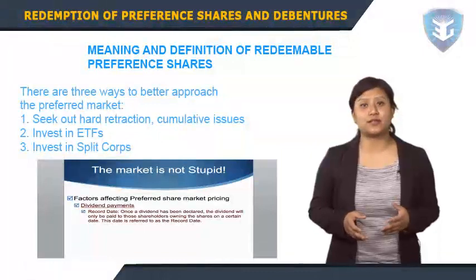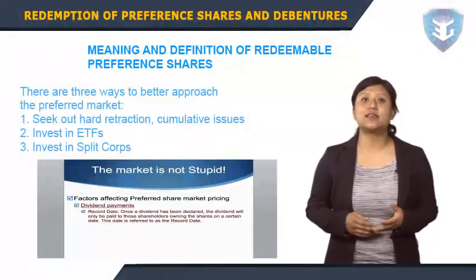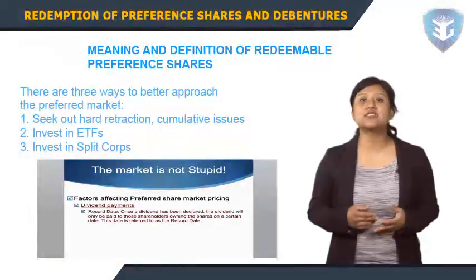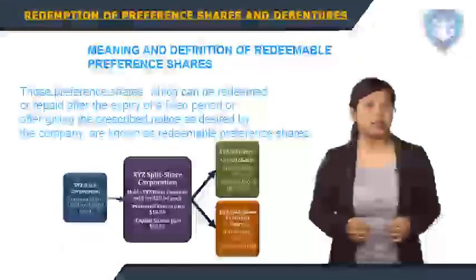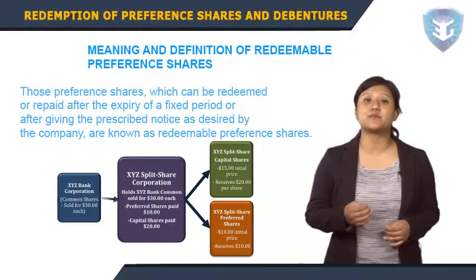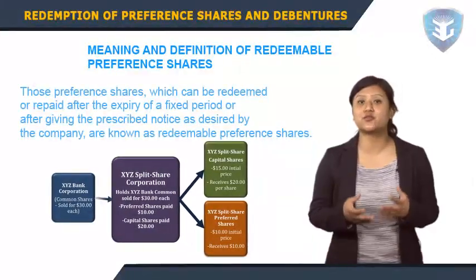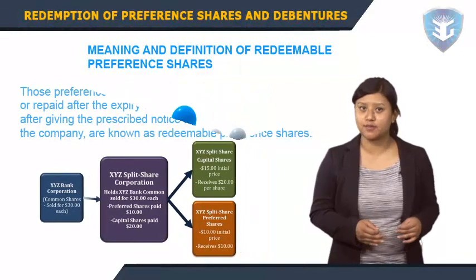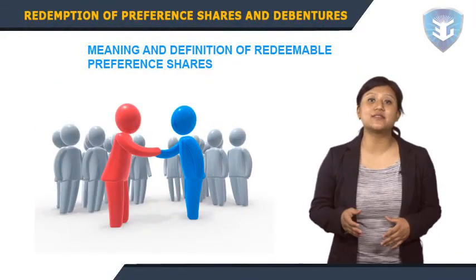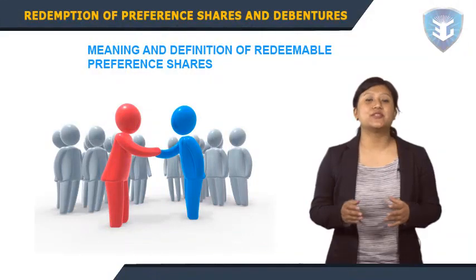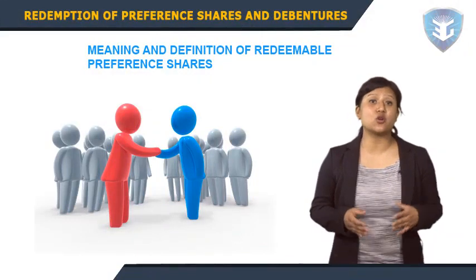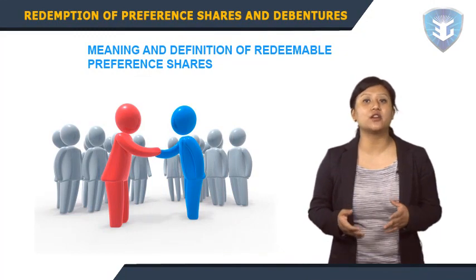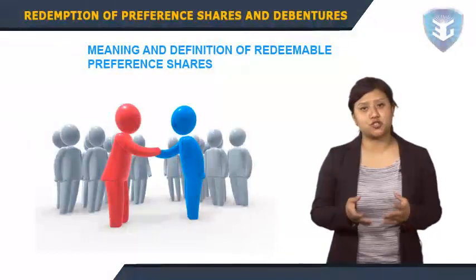There are three ways to better approach the preferred market: seek out hard retraction, cumulative issues, invest in ETFs, invest in split core. These preference shares, which can be redeemed or repaid after the expiry of a fixed period or after giving the prescribed notice as desired by the company, are known as redeemable preference shares. Terms of redemption are announced at the time of issue of such shares. Redeemable preference shares can be redeemed on or after a period fixed for redemption under the terms of issue or after giving a proper notice of redemption to preference shareholders.